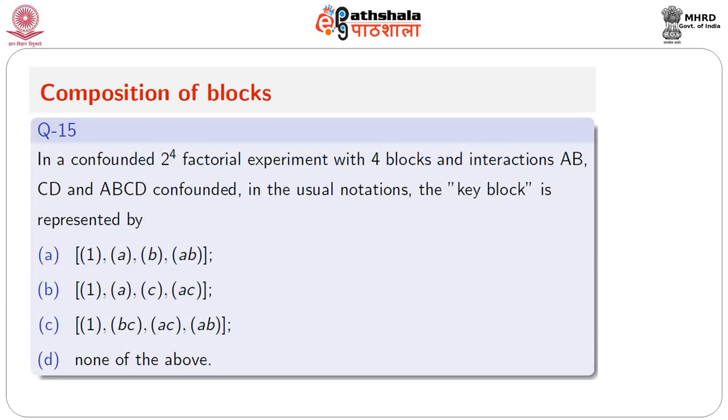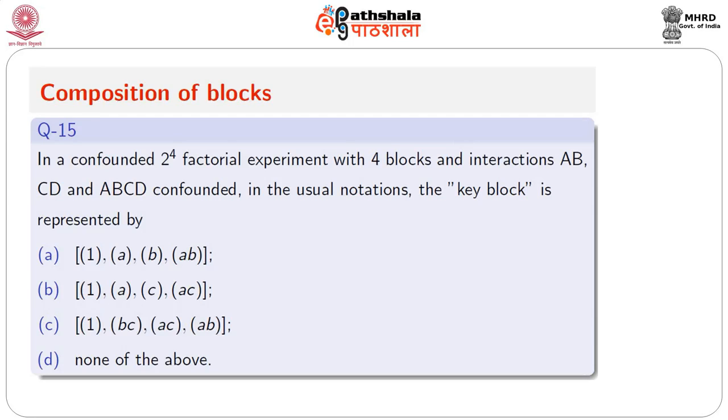In a confounded 2 to the power 4 factorial experiment with 4 blocks and interactions AB, CD and ABCD confounded, what would be the key block? Interesting problem. Because there are 4 blocks, 3 degrees of freedom will be gone due to blocks. Therefore, they will confound 3 effects and interactions. But only 2 of them can be independently selected. The other one is their generalized interaction. That is exactly what is happening here. You are confounding AB, you are confounding CD, and as a byproduct, you are confounding ABCD.